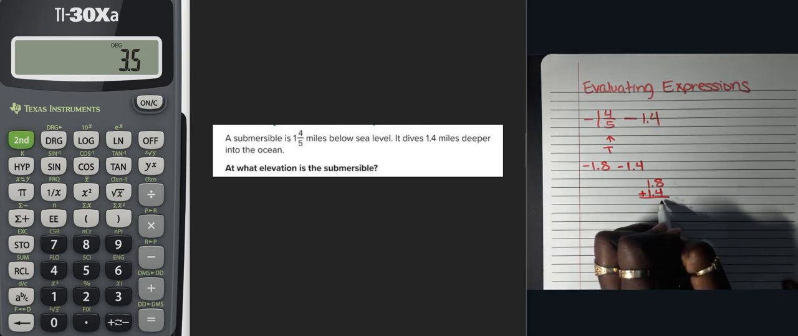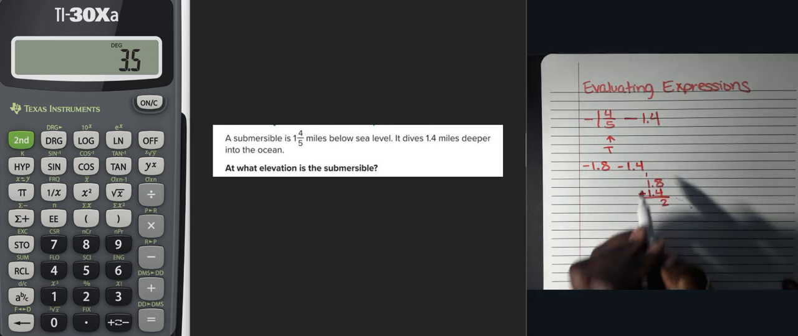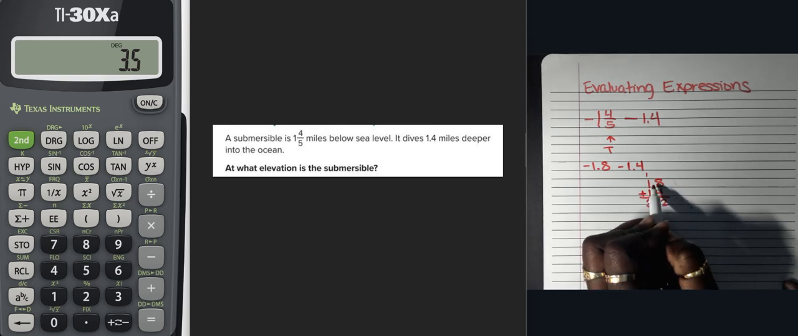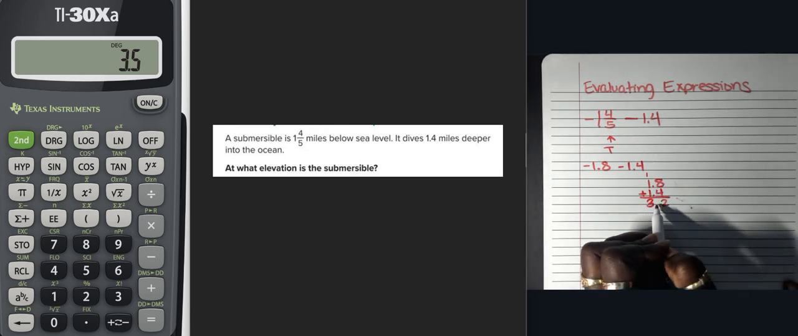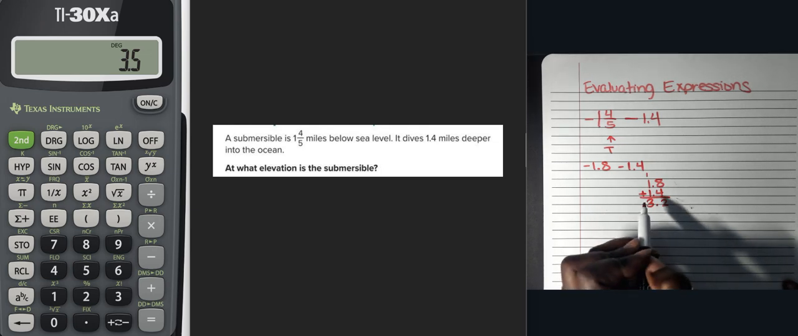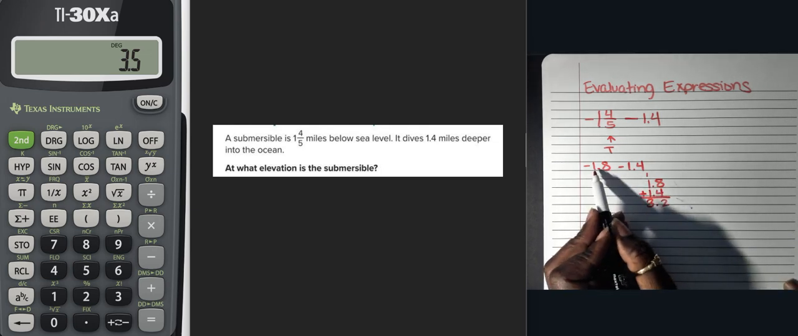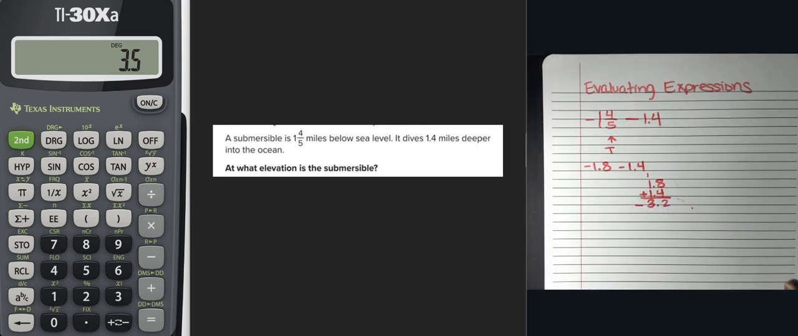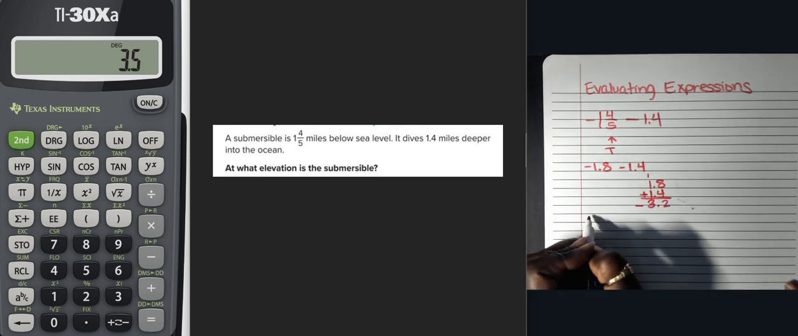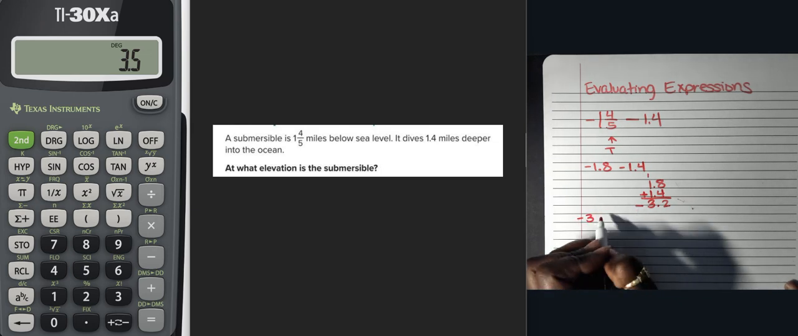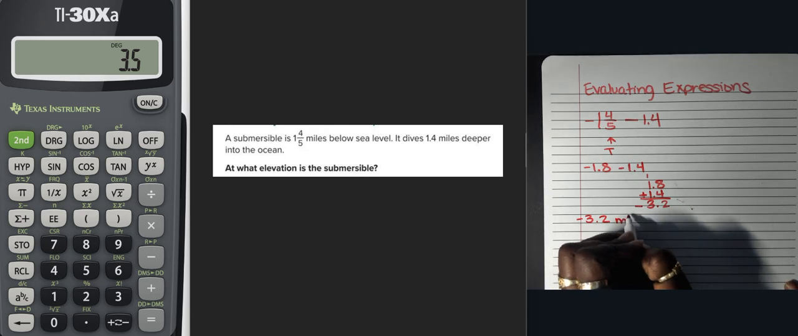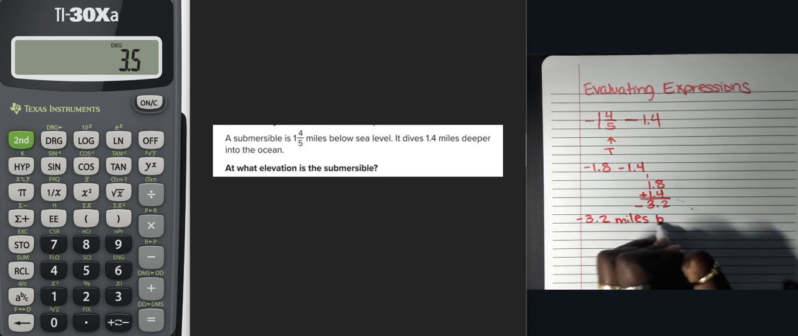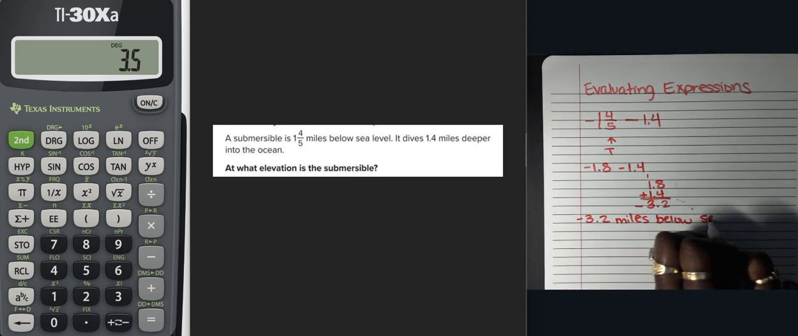And so 4 plus 8 gives me 12. Carry the 1, and then we have a 3. Remember, when you're adding decimals, your decimal has to line up from the start all the way through your answer. Okay. Now, because we are going in the negative direction and then continuing to go in the negative direction, your answer is going to be negative. Okay. So your answer is going to be negative 3.2 miles is our unit. That's what they were talking about. Below sea level.